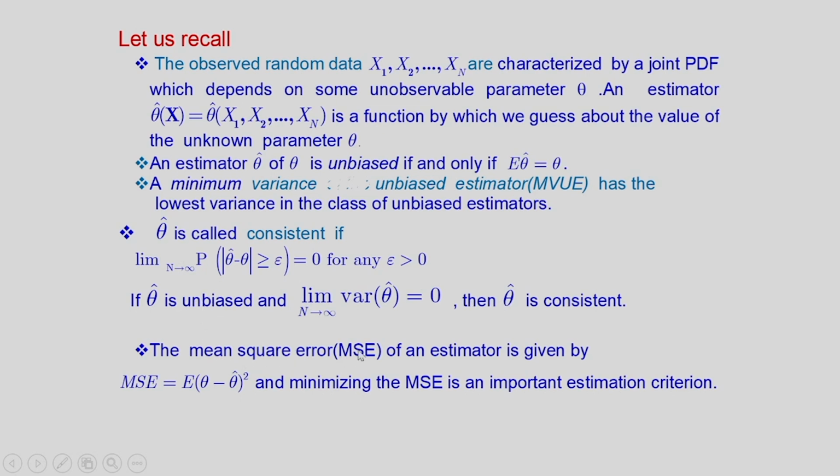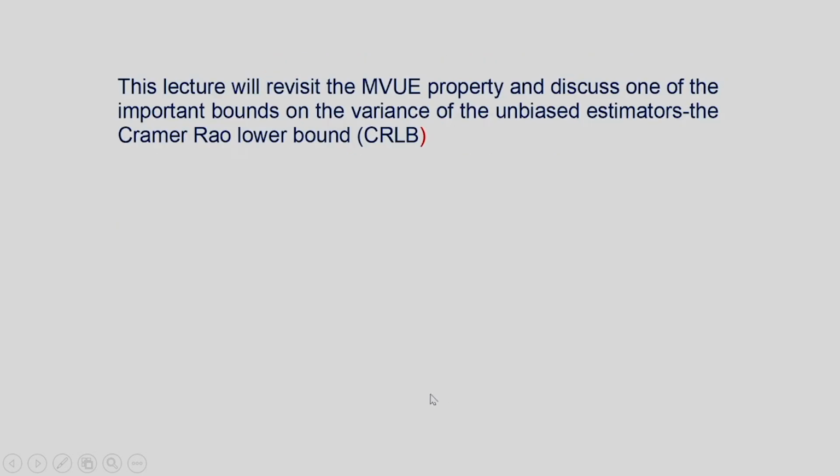The mean square error, MSE, of an estimator is given by this. MSE is equal to E of theta minus theta hat whole square, and minimizing the MSE is an important estimation criterion. This lecture will revisit the MVUE property and discuss one of the important bounds on the variance of the unbiased estimators, the Cramer-Rao lower bound. It is abbreviated as CRLB.